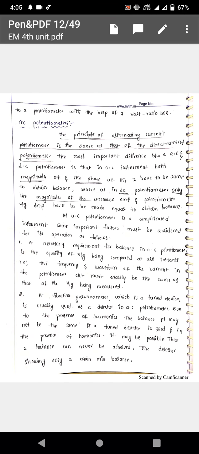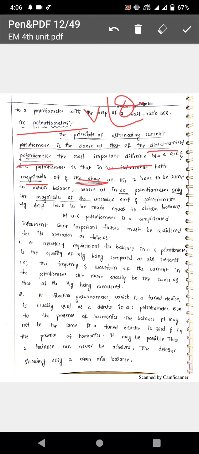Coming to AC potentiometers. What are AC potentiometers? AC potentiometers are of two types, polar type and coordinate type. AC potentiometers measure not only the unknown voltage but also the phase angle: V at an angle theta, they will measure. The principle of the alternating potentiometer is the same as that of the DC potentiometer, that's why we have to know the DC potentiometer also. The most important difference is that both magnitude and phase will be measured. V is the magnitude and theta is the phase angle.